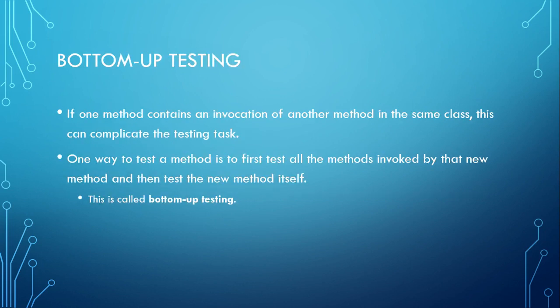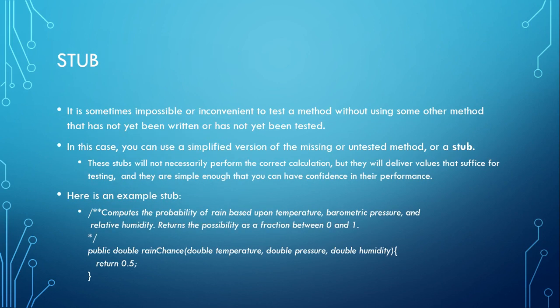Now, additionally, we can also talk about bottom-up testing, which is if one method contains an invocation of another method in the same class, this can complicate the testing task. Now, one way to test a method is to first test all the methods invoked by that new method, and then test the new method itself. This is what is called bottom-up testing, as you're starting at the very bottom and you're working your way up.